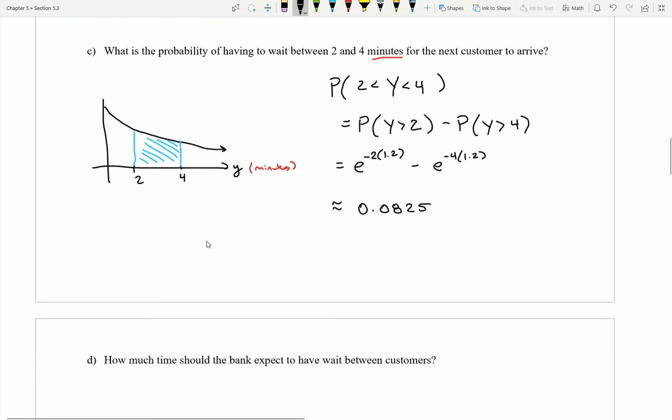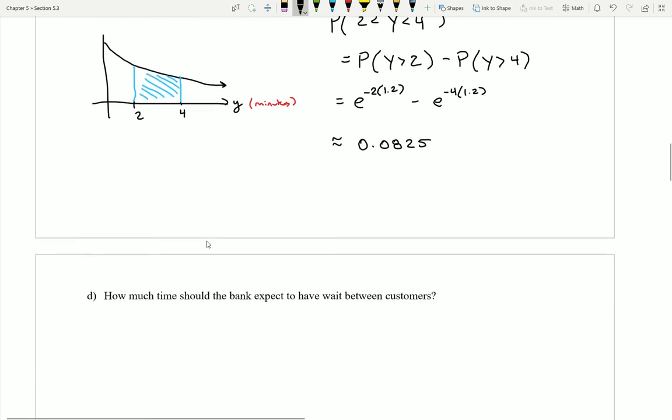Now before we end this video, we're going to take a look at one final question that may occur here, which is, how much time should the bank expect to have to wait between customers? That is, I want to know the average wait time. Remember, whenever we see that word expect, we associate it immediately with I want an average. In this case, I want an average of y.